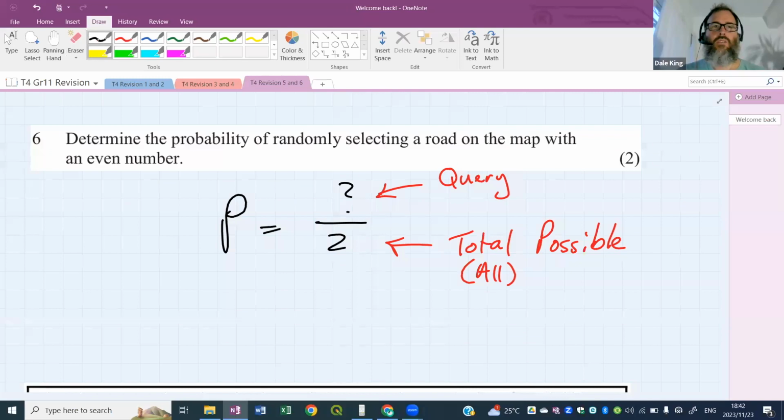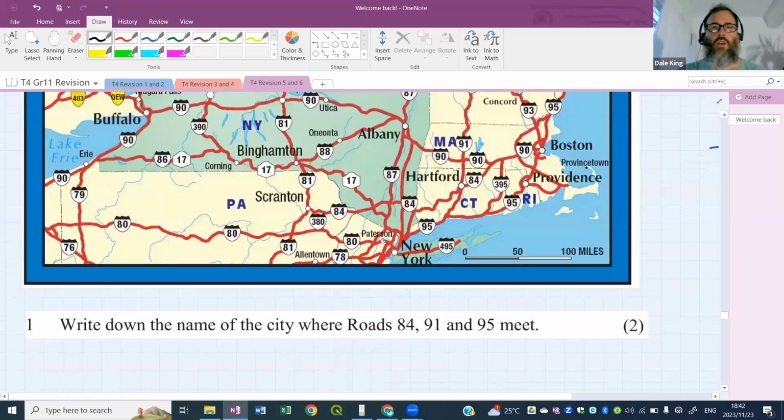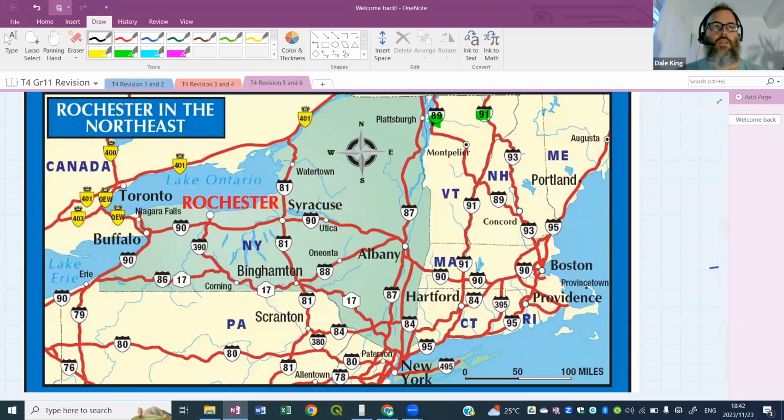I hope they don't give you something like this in your exam. It takes a while to count these. There's 22, and we want the even ones, right? So let's color in the even ones.